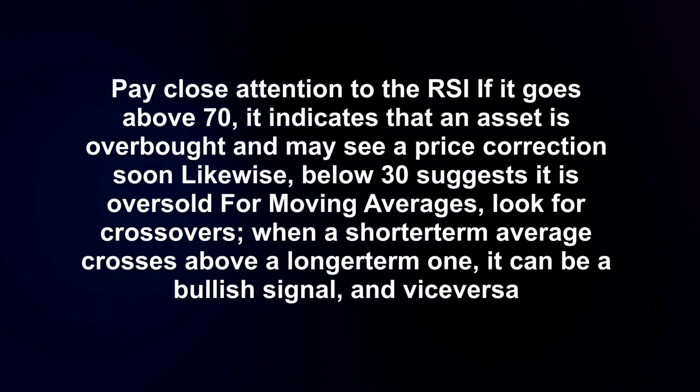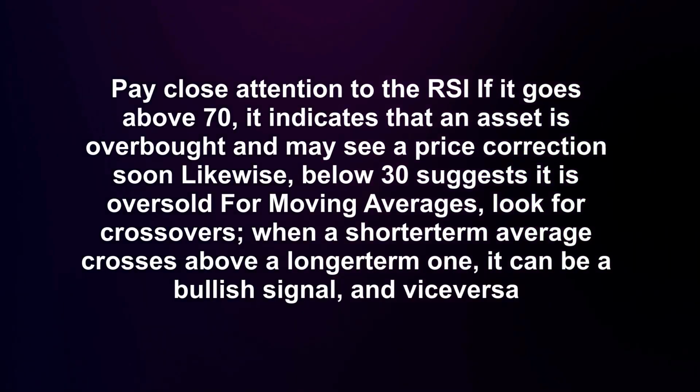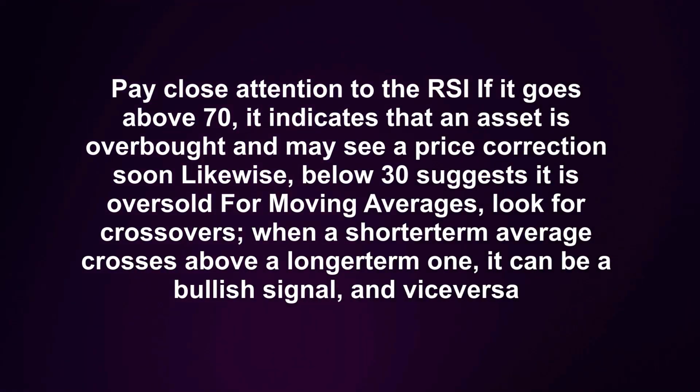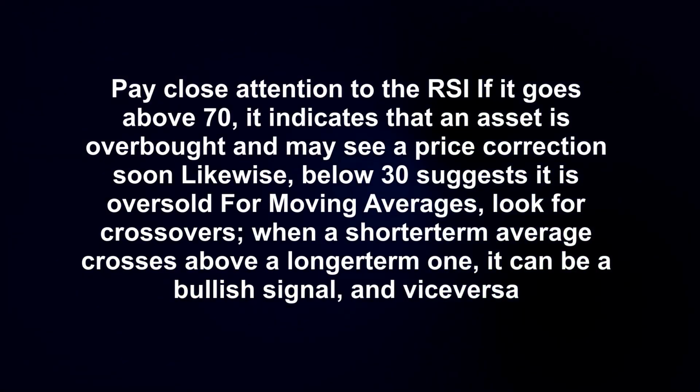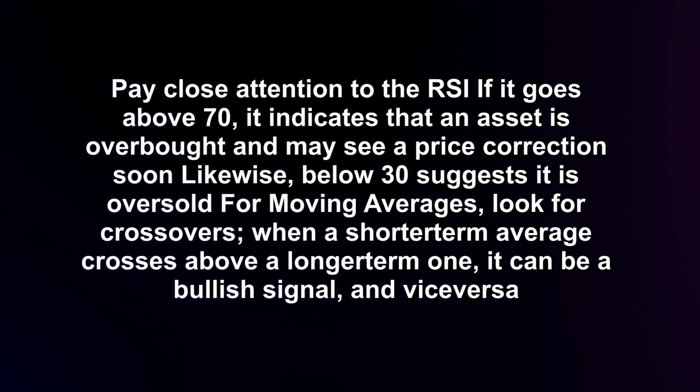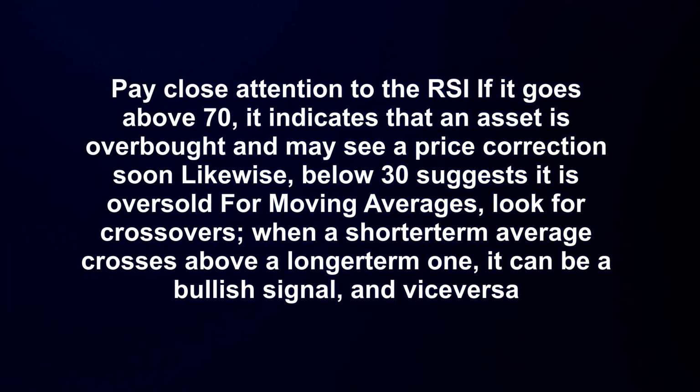If it goes above 70, it indicates that an asset is overbought and may see a price correction soon. Likewise, below 30 suggests it is oversold. For moving averages, look for crossovers. When a shorter-term average crosses above a longer-term one, it can be a bullish signal, and vice versa.